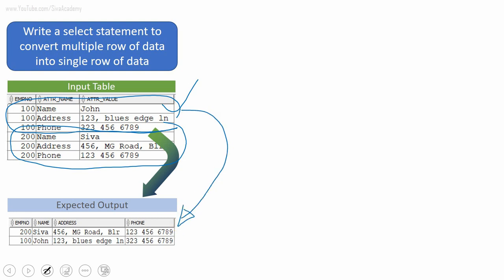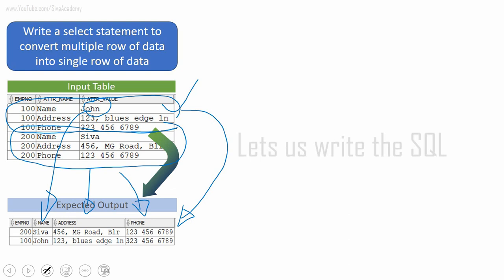For example, the name should come in the second column, address should come in the third column and phone number should come in the fourth column. That means we are going to convert multiple rows of data into a single row of data for each employee. Fine. Now let's see how to write a SQL for this functionality. As I always say, I would suggest you try different ways. In this video, I'm going to show you two different ways by which this can be implemented, but I would suggest you try many more options as well.